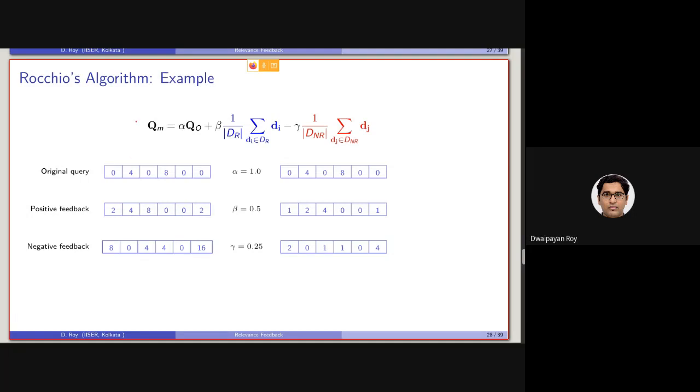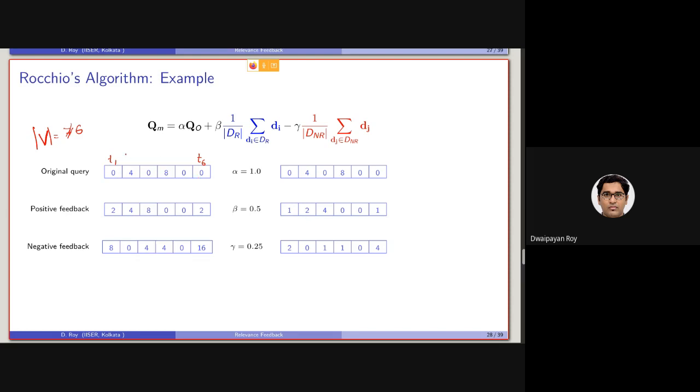Let's say this is again the formulation of the modified query following Rocchio's. Let's say this is the original query. That is the vocabulary, the size of the vocabulary is 6 terms, term 1 up to term 6. Term 1, term 2, term 3, term 4, term 5, term 6.